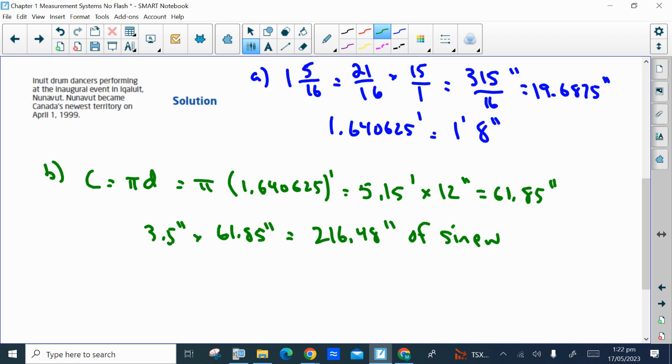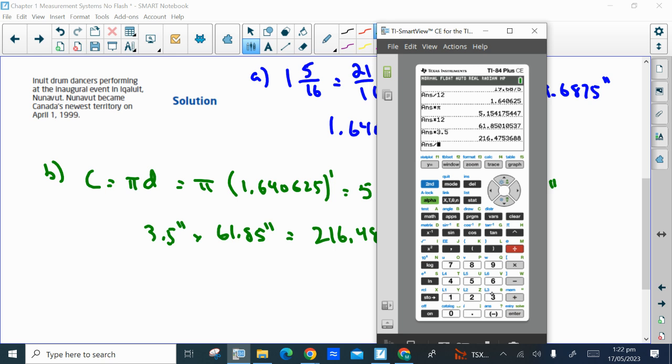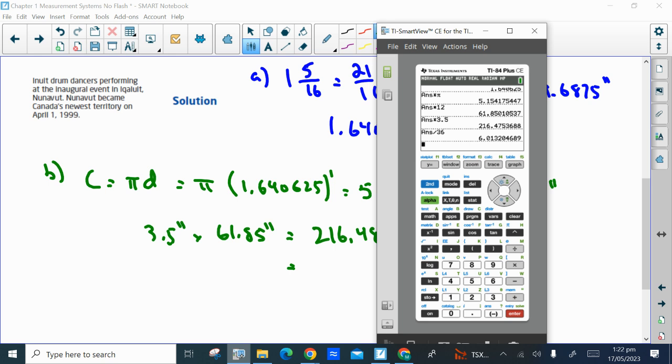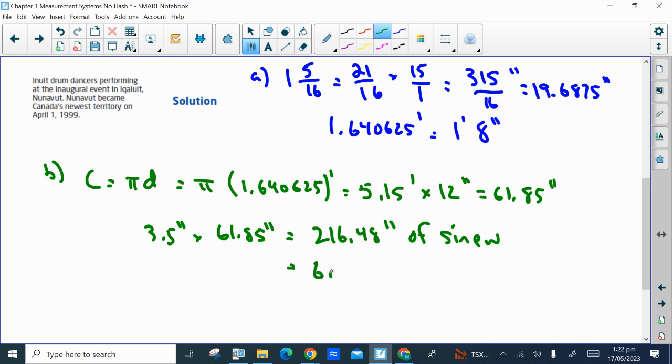But we're asked to write that in yards and inches. And we saw earlier, and it's on your formula sheet, there are 36 inches in a yard. So if we divide this by 36, it's 6 yards, and then this portion is the portion of the yard that's left. So 6.013 yards. And there's no symbol for yards except YDS, but no little mark that we can use.